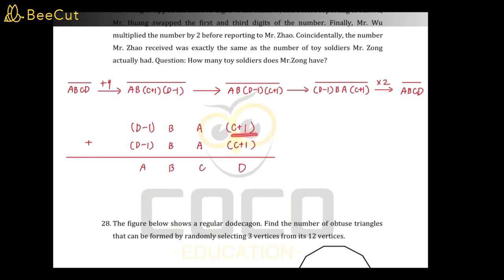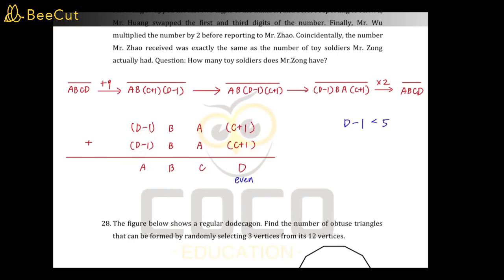First thing is that C plus 1 plus C plus 1 is the same number added to itself, so D must be even. D is an even number. And you look at the first digit, there's no carryover to the next digit. So we know that D minus 1 is less than or equal to 4. Okay, it cannot be 5.